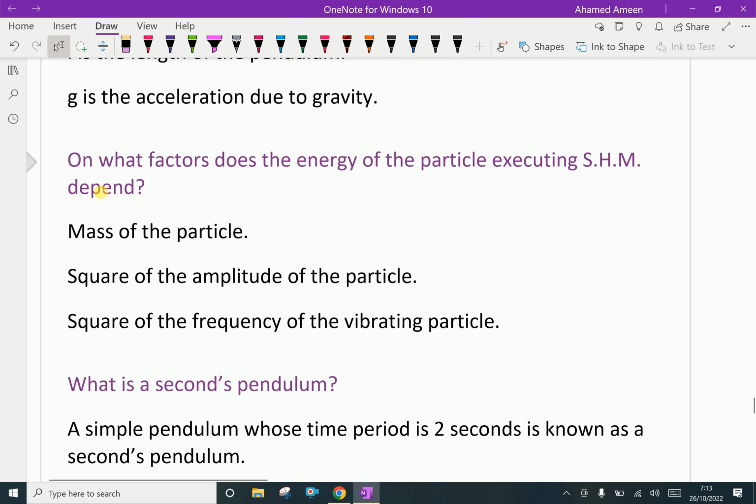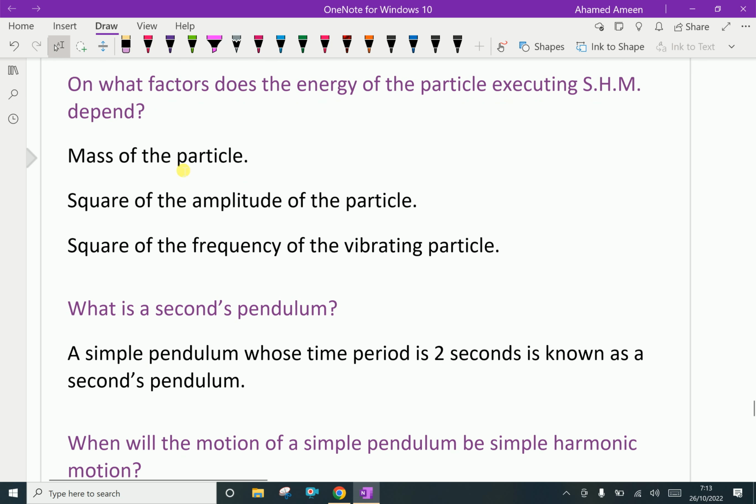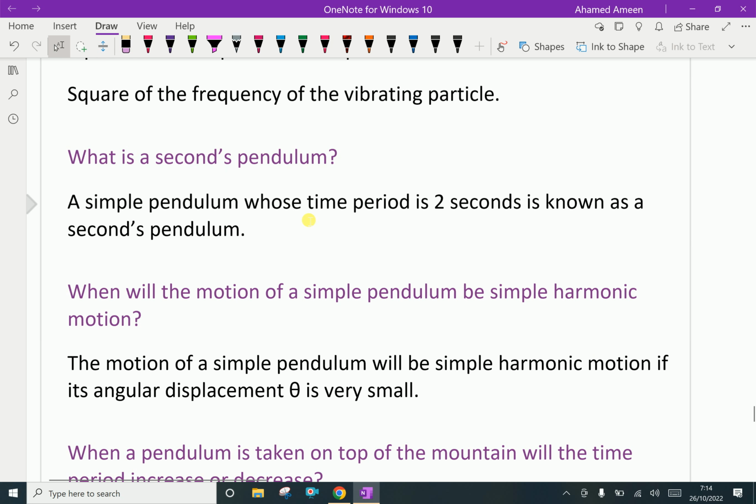Another question: on what factors does the energy of a particle executing simple harmonic motion depend? The factors are the mass of the particle, the square of the amplitude of the particle, and the square of the frequency of the vibrating particle. What is a second pendulum? A pendulum whose time period is 2 seconds is known as a second pendulum. That means one complete oscillation takes 2 seconds, so half an oscillation takes 1 second.